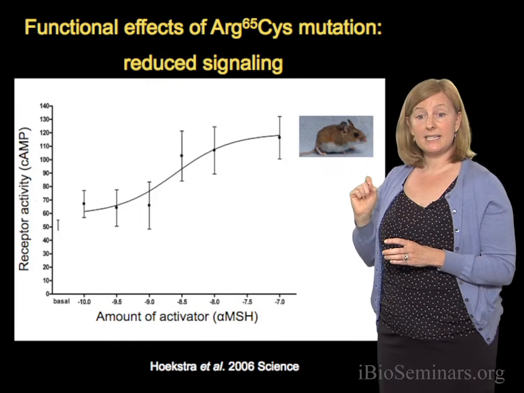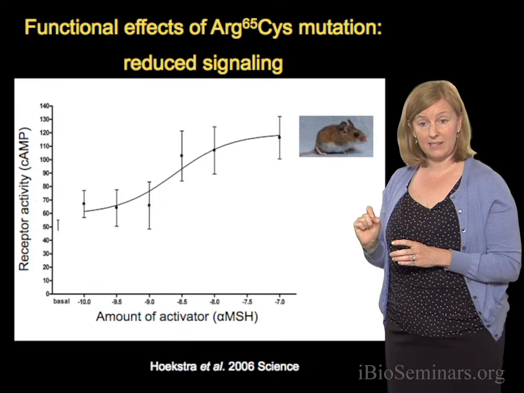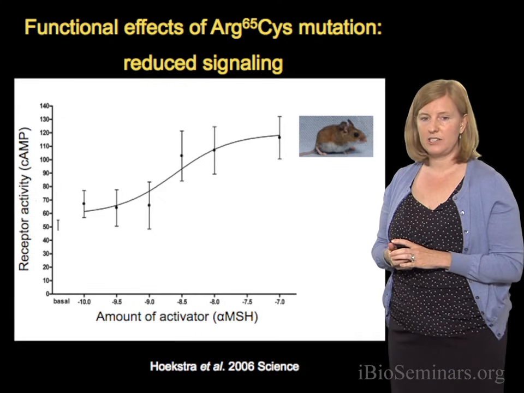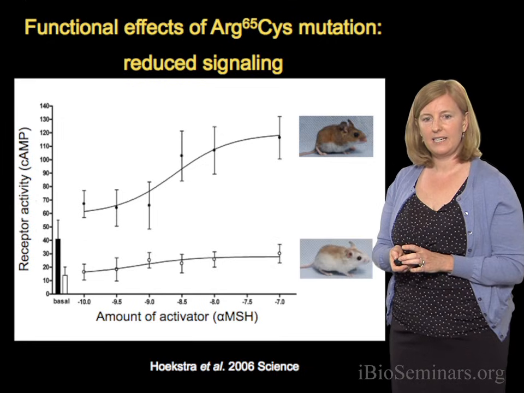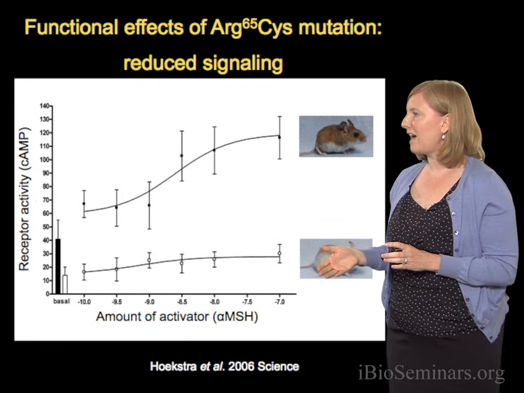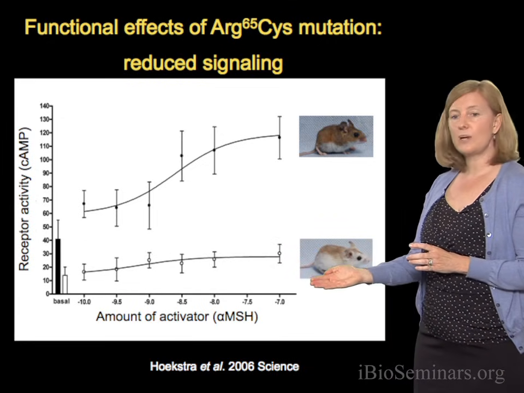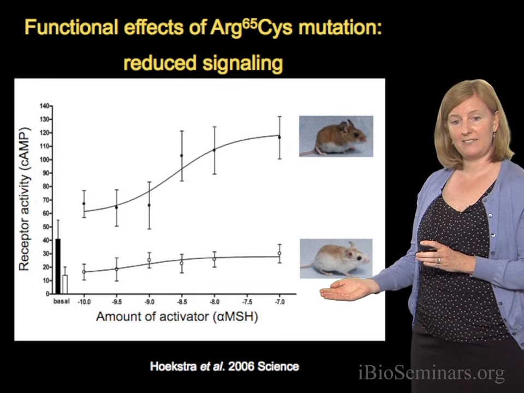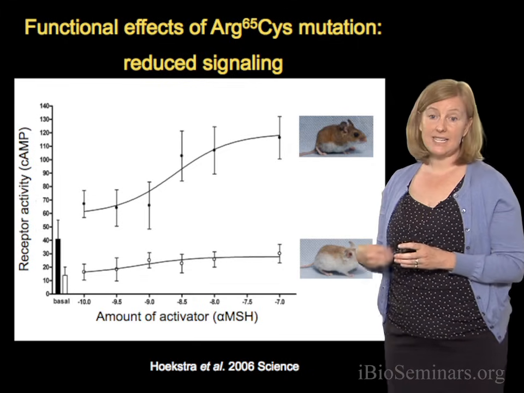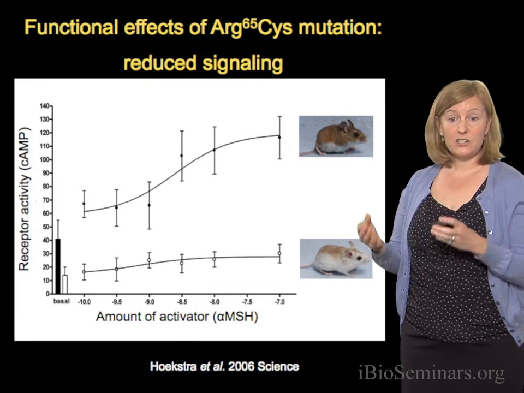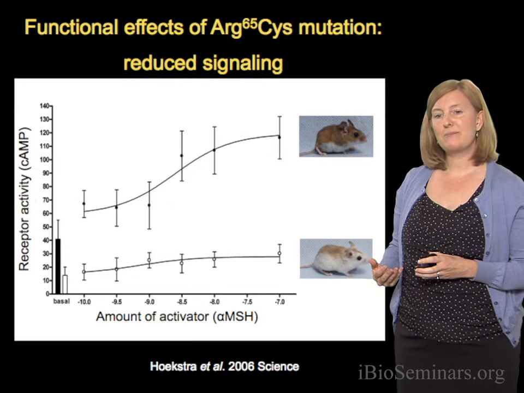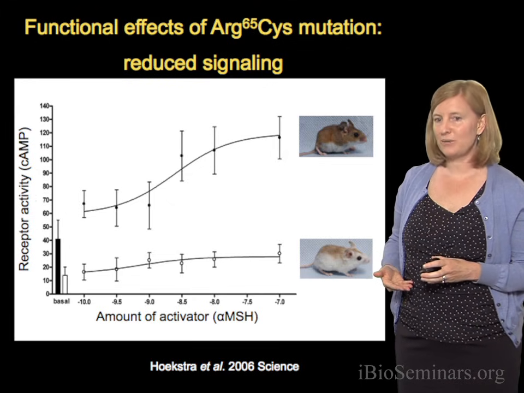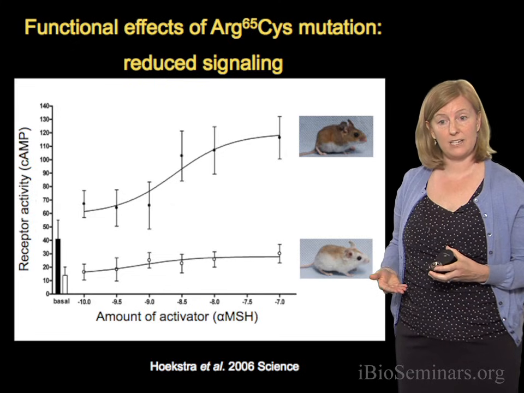Now, when we did the same experiment with the beach mouse allele that differs by, again, that one nucleotide change, what you can see is there's a dramatically different pattern of activity. And that is, no matter how much alpha MSH we added, there's still a relatively low level of receptor activity. So what this suggests is that one nucleotide change changes the function of the receptor, and it's in the direction we expect, that is, it has lower activity, which is consistent with producing lighter pigmentation.